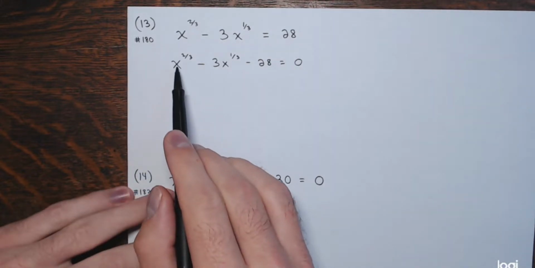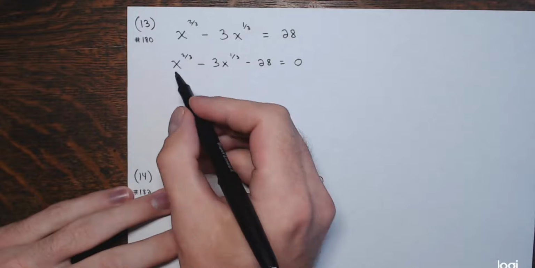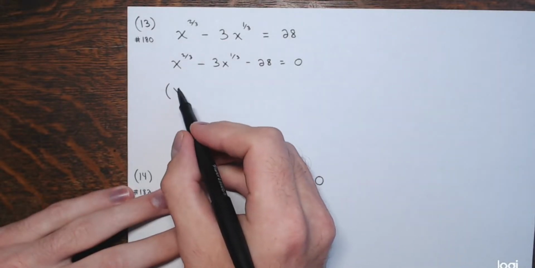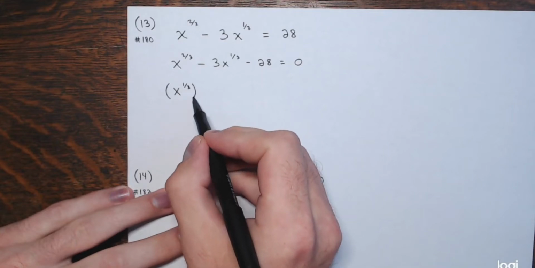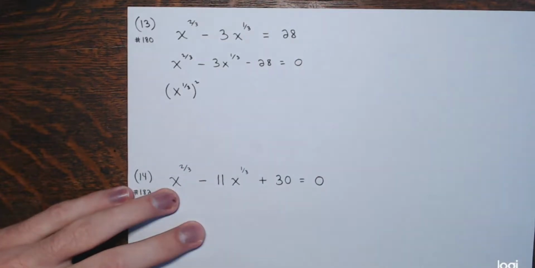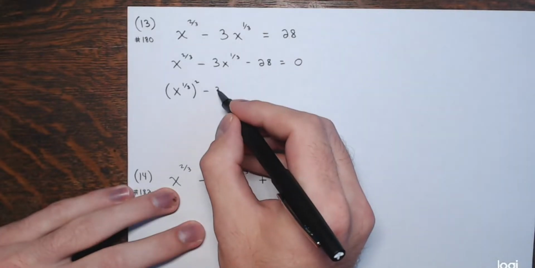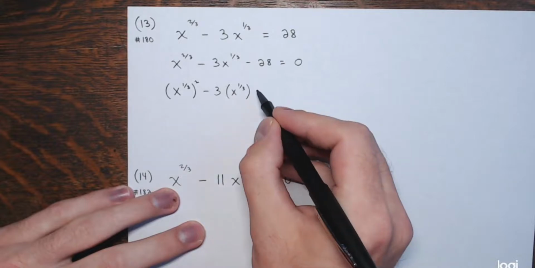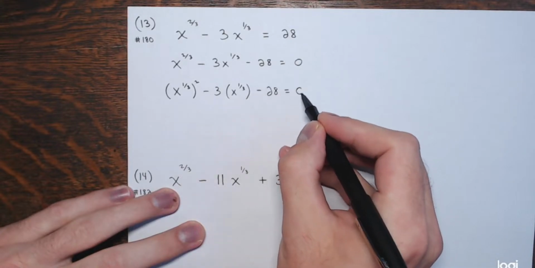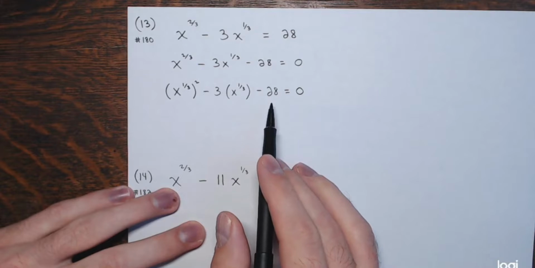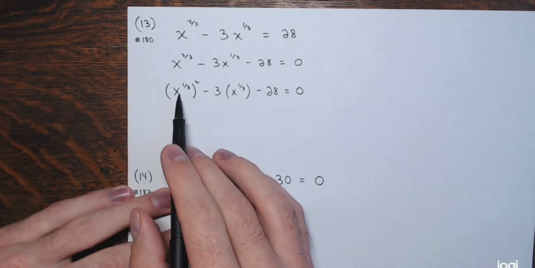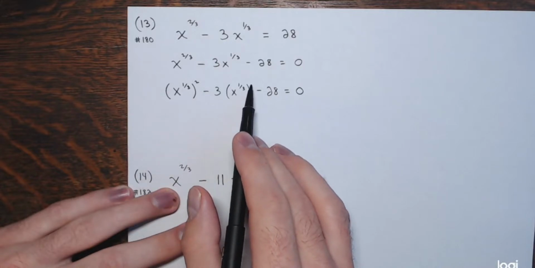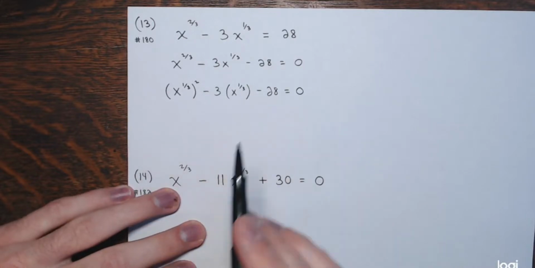And what I'm going to do here is rewrite it so that you can see it's in quadratic form. X to the 2/3 is x to the 1/3 squared, using that power to a power rule. Minus 3 times x to the 1/3 to the first power, then minus 28 equals 0. So you see this is in quadratic form. The first term has some expression squared, the next term has that same expression to the first power, and then a constant, and then equals 0.